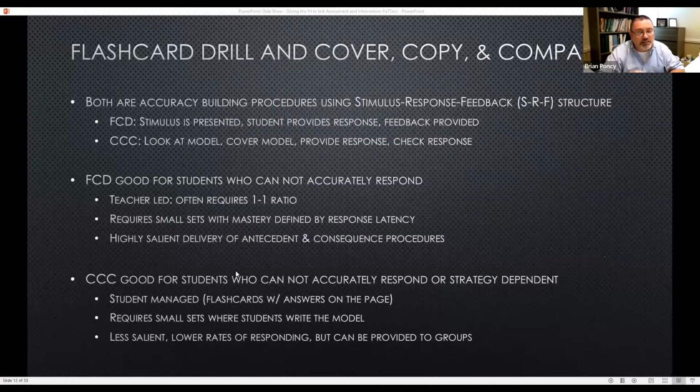It's less salient, it's lower rates of responding, but the real positive of cover, copy, compare is that you can differentiate and you can provide every kid with a worksheet and you get permanent products for every kid, right? So you know exactly how the child's responding.